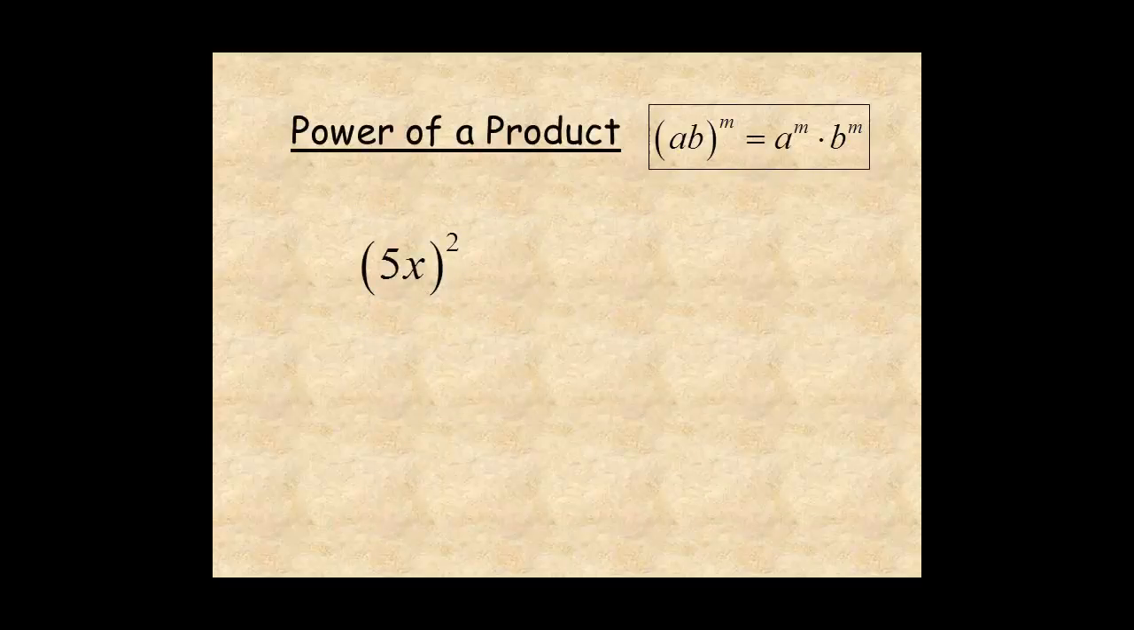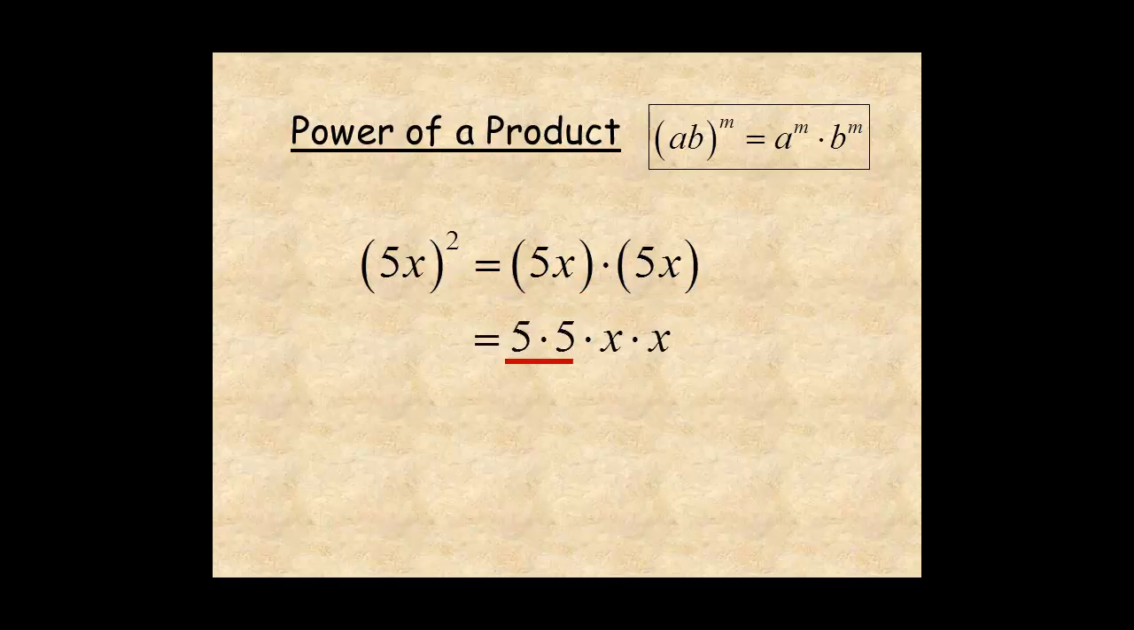This example helps you understand the rule for a power of a product. The expression 5x to the power of 2 means 2 factors of 5x. If you rearrange the factors, you can see this is 2 factors of 5 and 2 factors of x. So it makes sense that you would apply the power of 2 to the factors of 5x, for 2 factors of 5 times 2 factors of x, which is 25x squared.